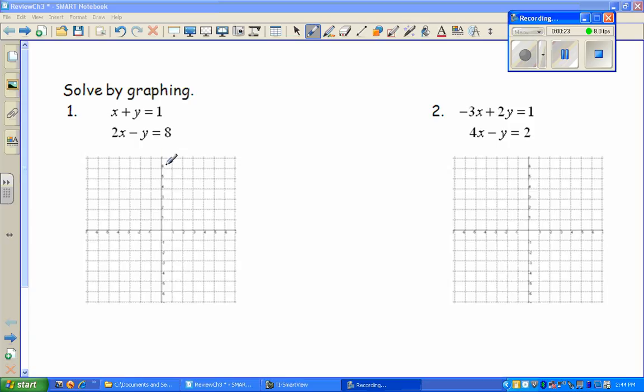I'm going to use the cover and solve method of graphing. I think you guys tend to like that. Of course, you could also solve for y and then graph, whichever you're comfortable with. I'm going to cover the x, which means that I see right here that y equals 1. When you cover the x, you see that y equals positive 1. So on the y-axis, I'm going to go to positive 1.